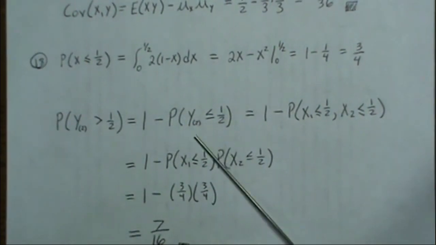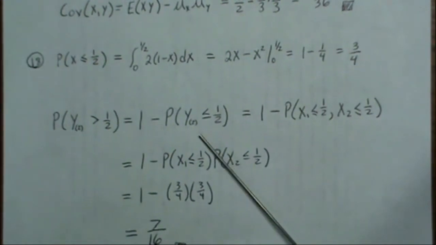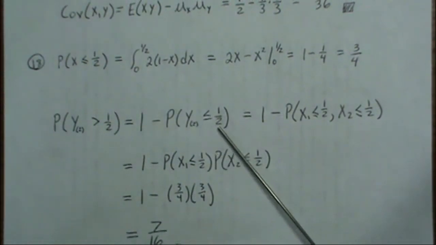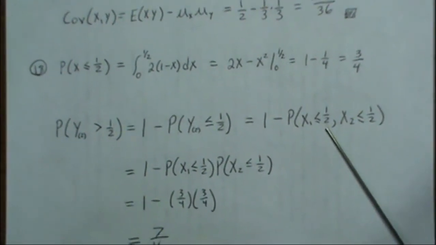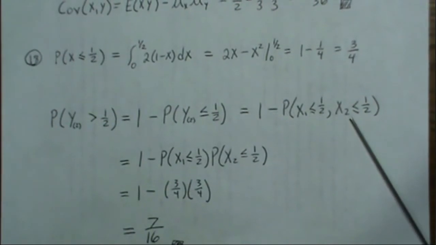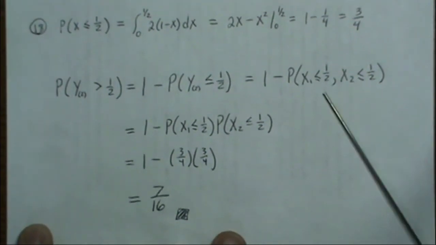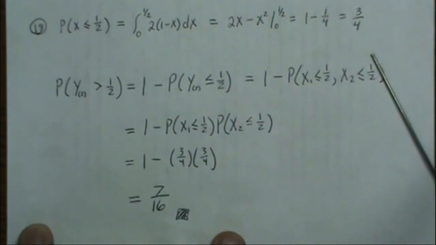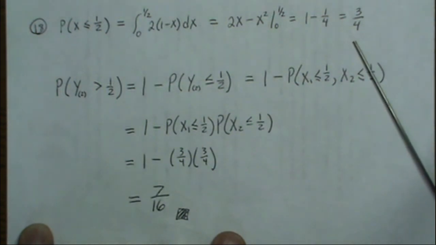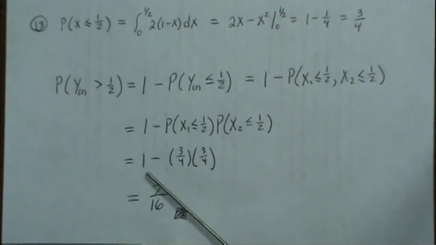But when our largest value has to be less than 1/2, that implies that all of our observations have to be less than 1/2. And since we only have 2, both x1 has to be less than 1/2 and x2 has to be less than 1/2. Well, x1 and x2 are independent, so you can take the product of those. And then we just found the probability that x is less than 1/2, so we plug in 3/4 and 3/4, and then 1 minus that, you end up with 7/16.